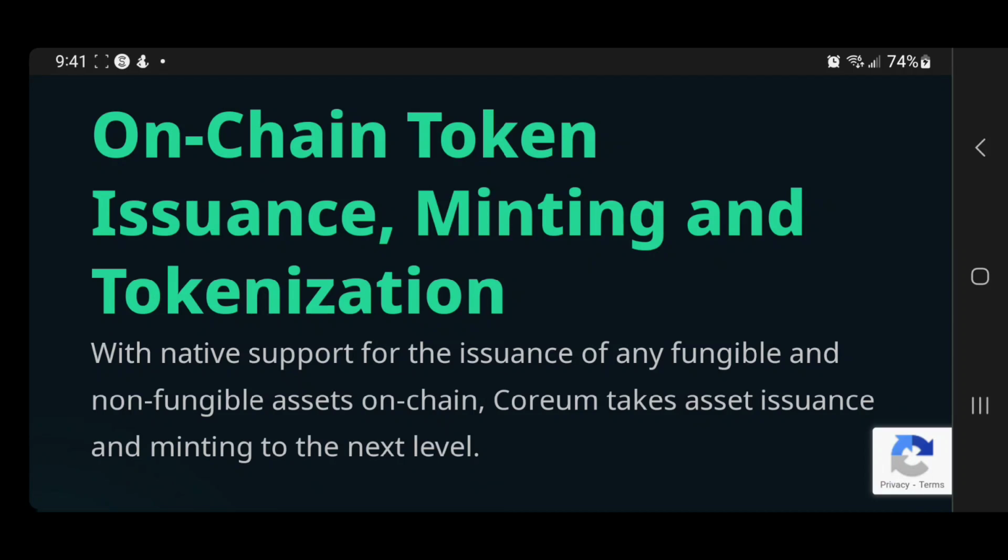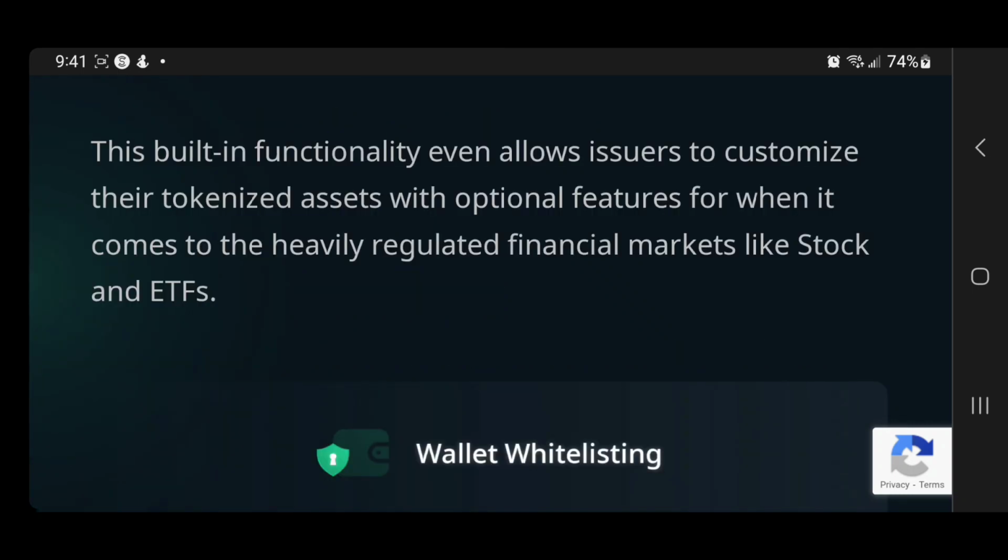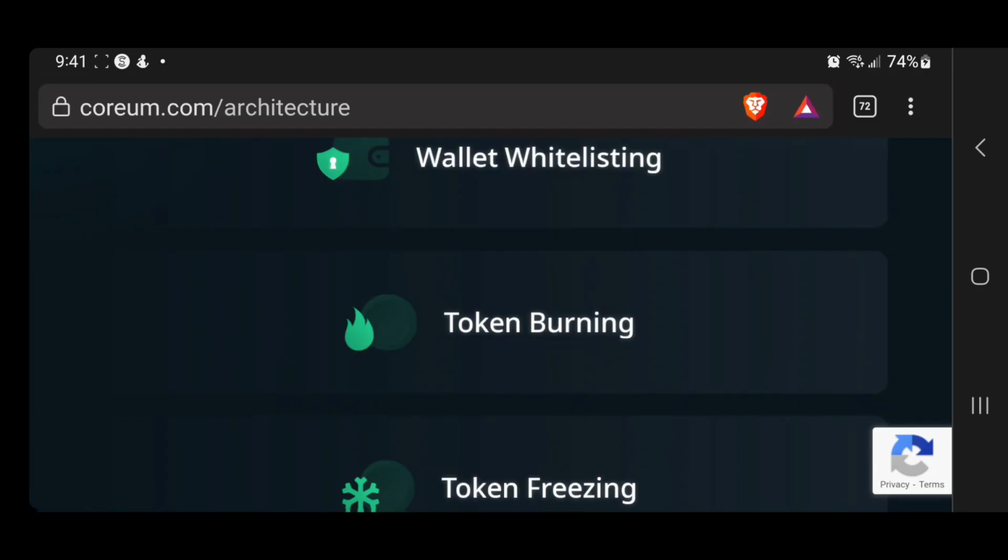With native support for the issuance of any fungible and non-fungible assets on-chain, Coreum takes asset issuance and minting to the next level. Built-in functionality even allows issuers to customize their tokenized assets with optional features for when it comes to heavily regulated financial markets like stocks and ETFs. Some of these features would include wallet whitelisting, token burning, and token freezing.